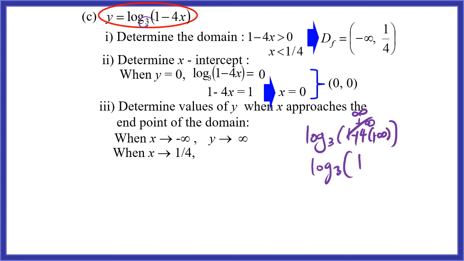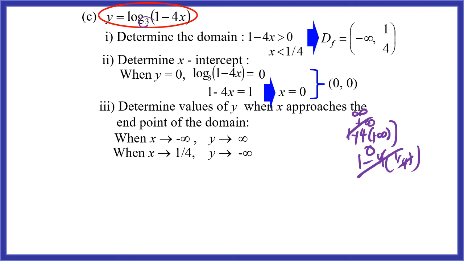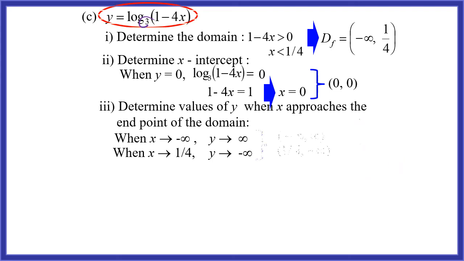And then when x approaches 1 over 4, so log base 3 of 1 minus 4 times 1 over 4. So 4 times 1 over 4 is 1, so 1 minus 1 is 0. So log base 3 of 0 is negative infinity. Never mind any value of base, because it's a 0. So it will be approaching negative infinity. Okay, now we have the 2 points for the endpoint.